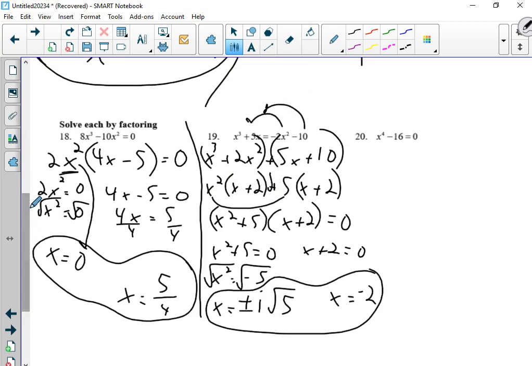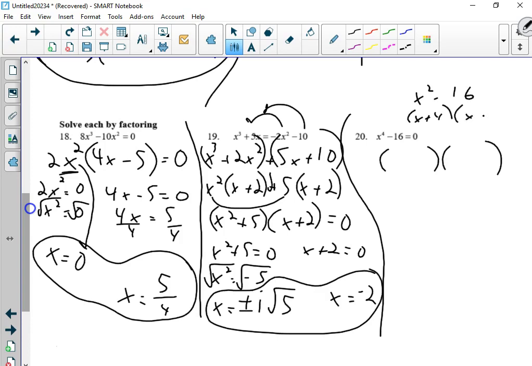And last but not least, your last problem on the last section of your review for the final. x to the 4th minus 16. Well, this is a difference of two squares. But remember, if this was just x squared minus 16, it would simply be x plus 4, x minus 4. Remember, square root of this term, square root of that term, one plus, one minus. But this is a 4, which means I need x squared here. Now remember, we don't have the little hint of an x squared in the problem to remind us, so we just take 4, divide by 2. Then we do the plus 4 and the minus 4.